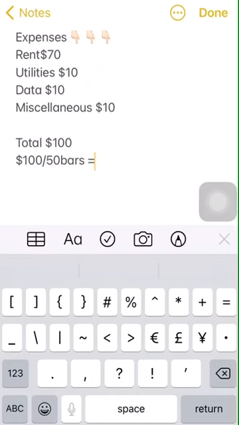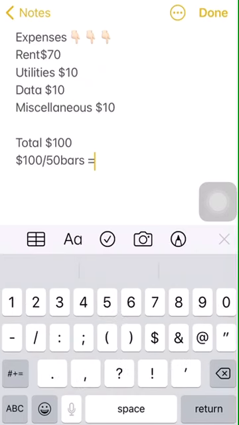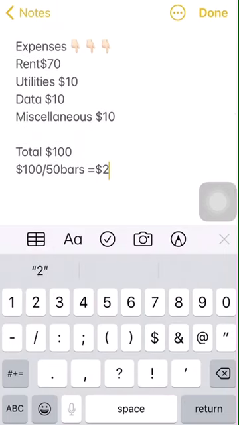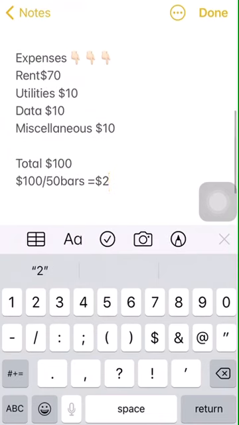So that equals $2. Let me explain this part again, where I got this 50 from. Now, you see that rent, you usually pay rent monthly, or they charge on a monthly basis. So assuming you pay rent of $70 every month, the water and electricity use every month is $10.